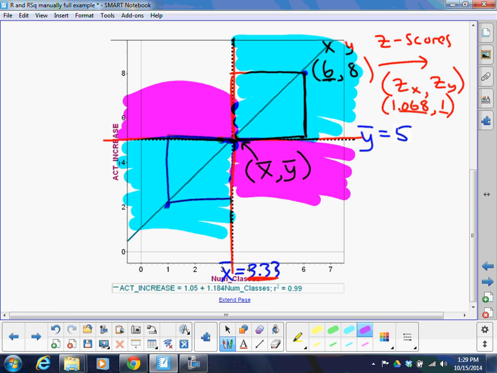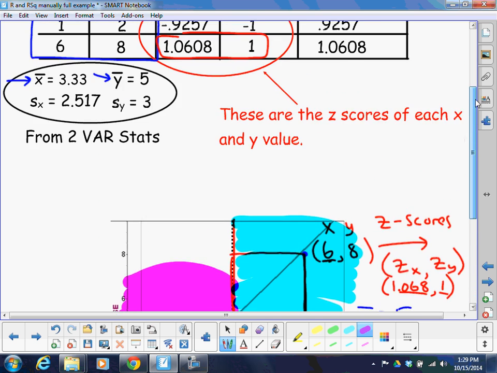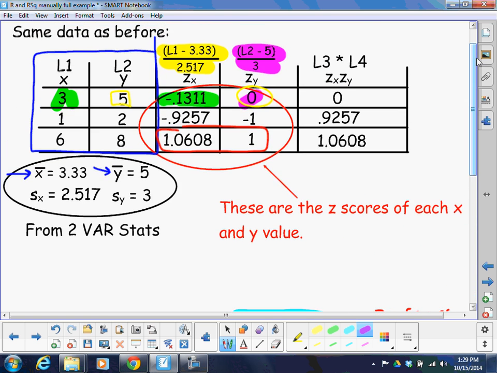Okay, so what we need to do is add up all of those square areas. That's kind of what I did in, I think this would be L5 over here on the far right. I said, if I were to take the zx times the zy, I would get this product right here. So I'm doing zx times zy. It's list 3 times list 4 if you're using your calculator. And I'm getting these 3 areas. Notice they're all positive numbers.